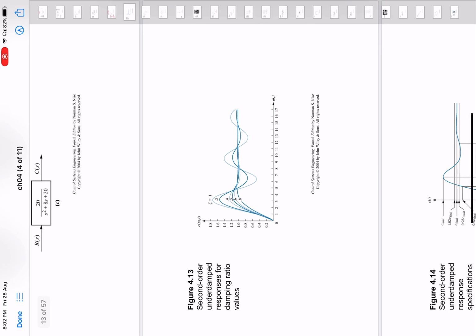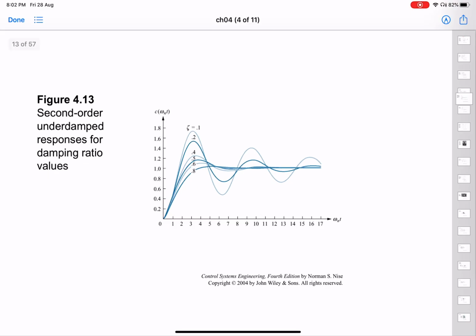Richest in the sense that it is exhibiting most features. It is exhibiting an overshoot, it is exhibiting decaying oscillations, it is exhibiting some time taken to settle down after oscillating to the steady state value, and it is displaying richness in the sense also that if you change the damping ratio, you get different kinds of responses in terms of speed and overshoot, right?